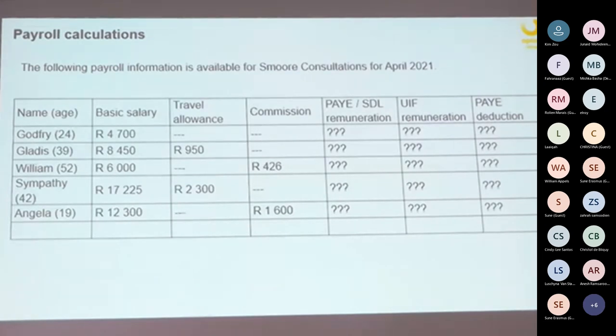What's the second step? Annualize. How do we do that? How do we annualize? Multiply by 12. Give me 212,200. 212,200. Okay. What's the third step?